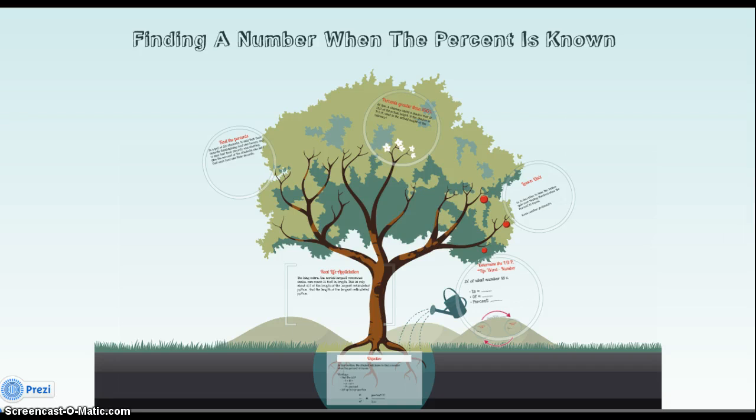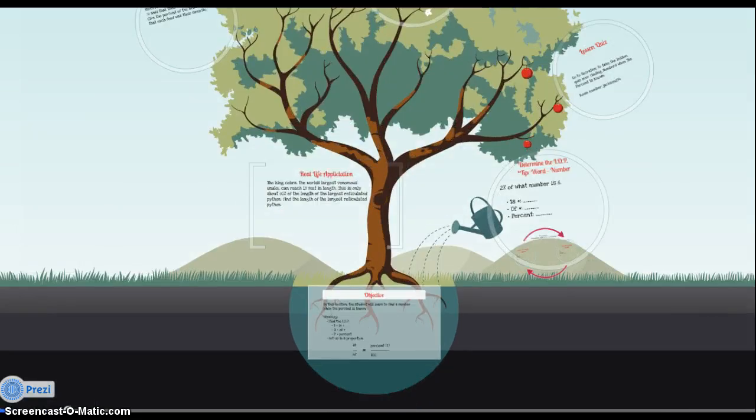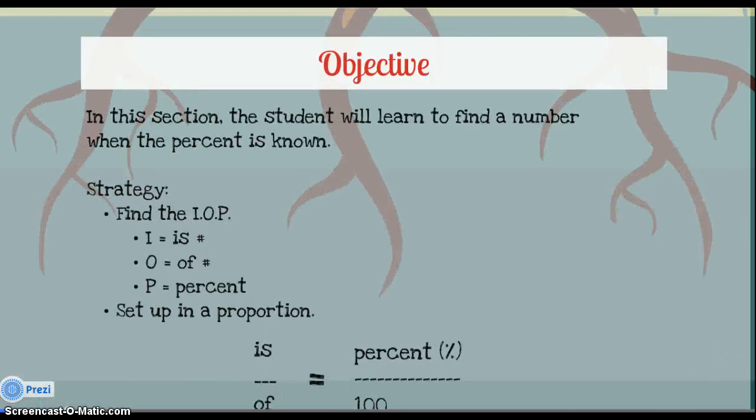Today, we're going to learn how to find a number when the percent is known. Starting with the objective, in this section, the student will learn to find a number when the percent is known. And the strategy, the way we're going to do this, first you have to find the IOP.